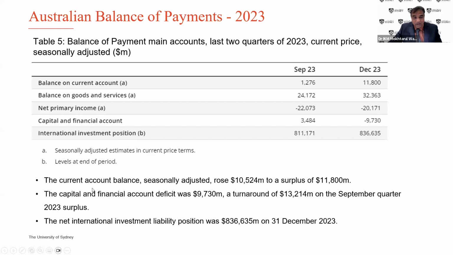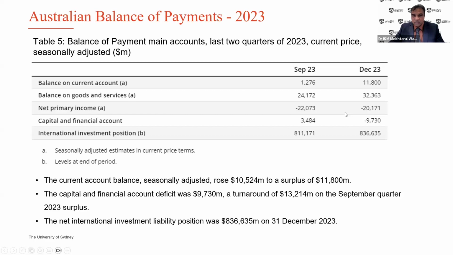So as we say, the current account balance, seasonally adjusted, rose by this amount to a surplus of 11,800 million. You can see here under the column December 23, we have a positive figure, which means we have a current account balance surplus. It's a good thing that in more recent times Australia has a current account balance surplus, which did not happen if you go back 10 years, or even 3-4 years earlier. I'll explain why that happened, which is a good thing.